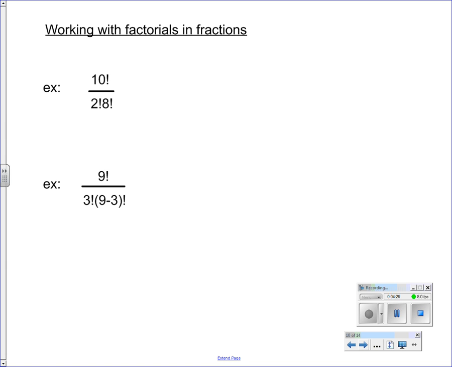So this first fraction is 10 factorial over 2 factorial times 8 factorial. So this first one we're going to write all the way out. So 10 factorial will be 10 times 9 times 8 times 7 times 6 times 5 times 4 times 3 times 2 times 1. 2 factorial is just 2 times 1. And then 8 factorial will be 8 times 7 times 6 times 5 times 4 times 3 times 2 times 1.